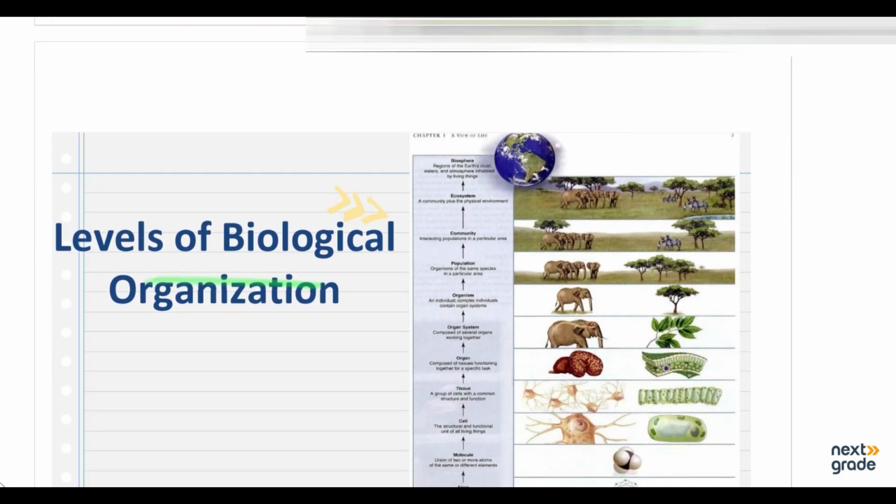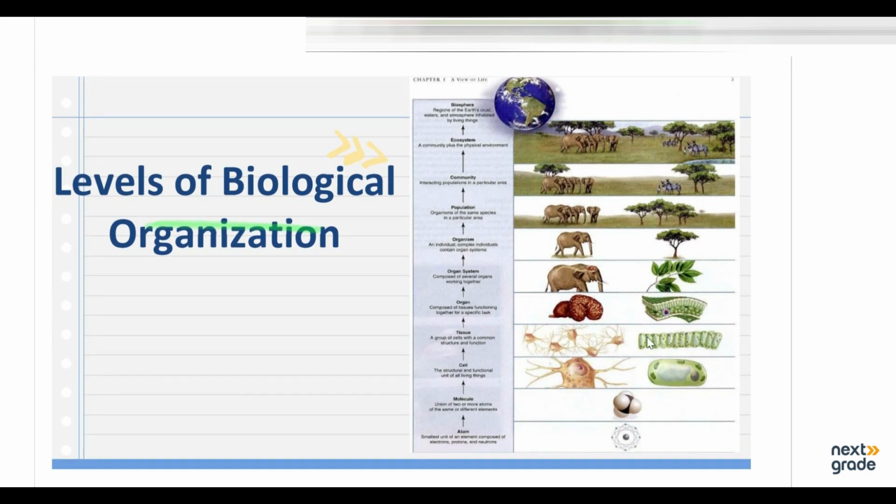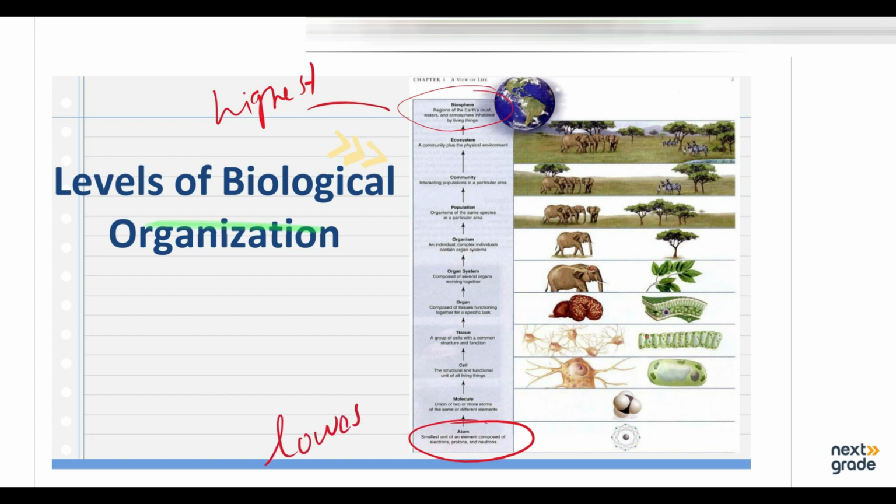Okay, so levels of biological organization. As you can see in this picture, it shows the levels of biological organization from the lowest level, that is the atomic or subatomic level, up to the biosphere, which is the highest level of biological organization. This one is the lowest.